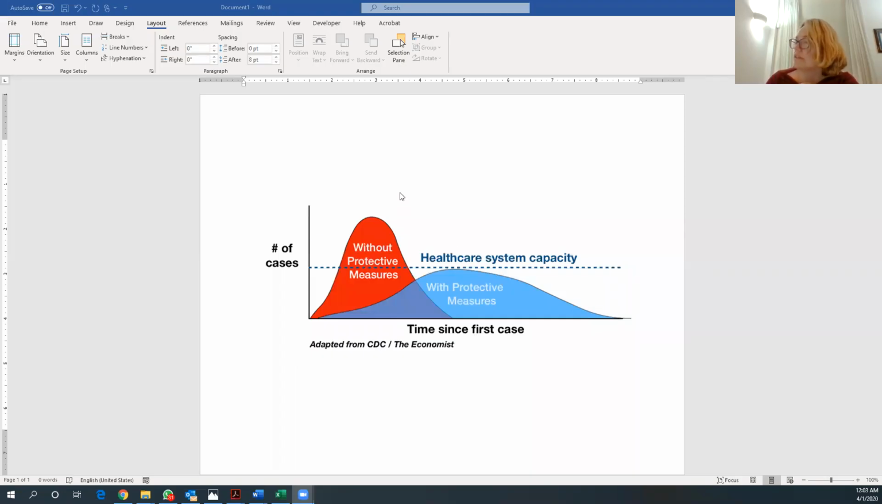And I'm sure you've seen this. This is the CDC. This has been shown everywhere. So basically, when you take a look at this, this is the number of cases over time. And then this is new cases over time. And then, this is cases, this is time. And then you have a certain level, which is the healthcare capacity. Okay, and every country has a different capacity. Every state, every county, every city, everyone has a different capacity.